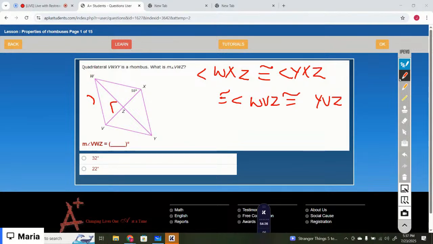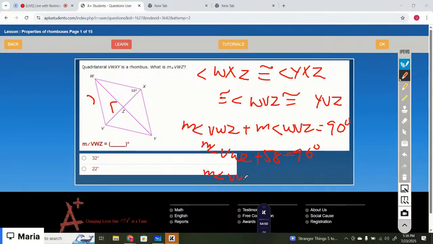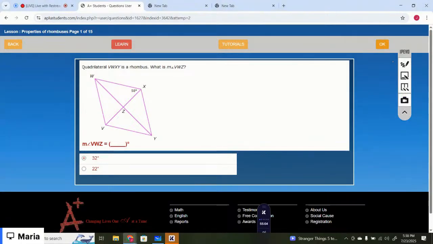So the measure of angle VWZ plus the measure of angle WVZ equals 90 degrees. We are given angle V, that is 58. So the measure of angle VWZ plus 58 equals 90 degrees. So the measure of angle VWZ is 90 minus 58, that is 32 degrees. Option number 1 is the correct option. 32 degrees it is.